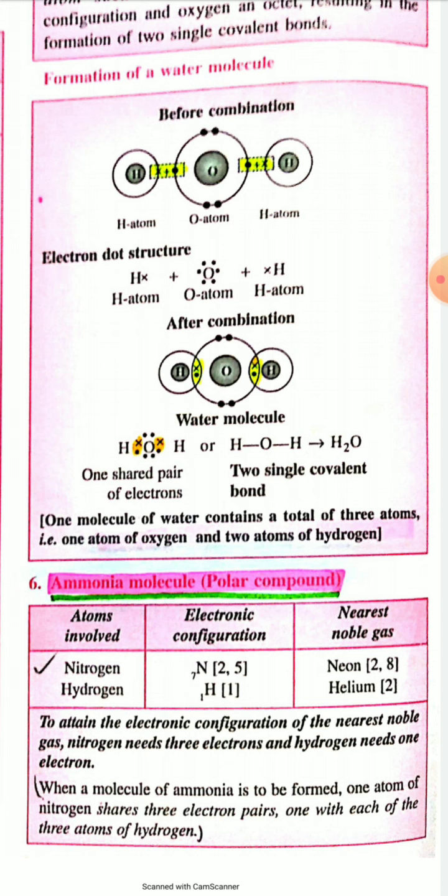An electron dot structure of water is also given: hydrogen cross plus oxygen with 6 dots plus hydrogen with 1 cross, meaning 1 electron around the hydrogen atom in its only shell and 6 electrons in the valence shell of the oxygen atom. After combination, you have to draw the orbital diagram like this for all the covalent compounds. So water contains two single covalent bonds.